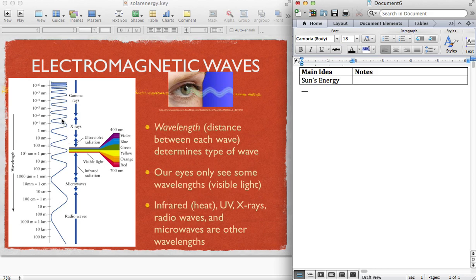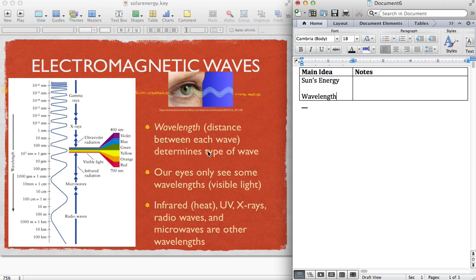So if you picture light waves as being just like ocean waves, where they have a peak and then a dip in between and then a peak and then a dip in between, but whereas in the ocean, those peaks and dips might be 30, 40 feet apart, here we are talking billions or trillions of a meter apart. All right? So wavelength is the distance between each wave in the light wave.